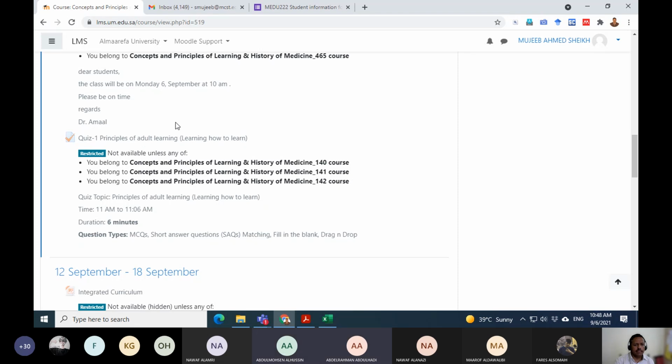Why is it still hidden? No, teacher, no. I see it, teacher. This is for all your groups, 140, 141, 142. All groups, full groups, are involved. Those who are registered to the MCST there can see it if they belong to 140, 141, 142.